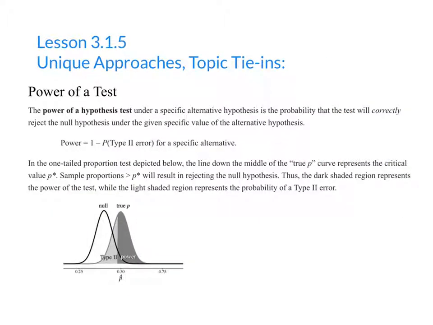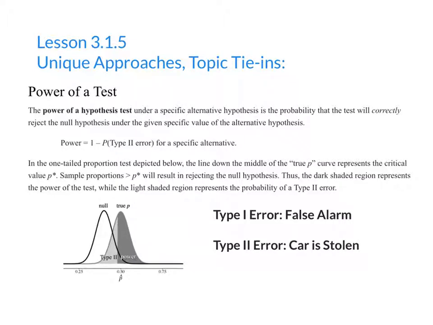Lesson 3.1.5 is a preview of the concept of power of a test from Chapter 8. In these alarm examples, a false alarm would be considered a Type 1 error. A Type 2 error would be the more serious failure to detect a real threat. The only way to minimize false alarms, yet detect real threats reliably, is to have a powerful alarm, in this case a powerful test.